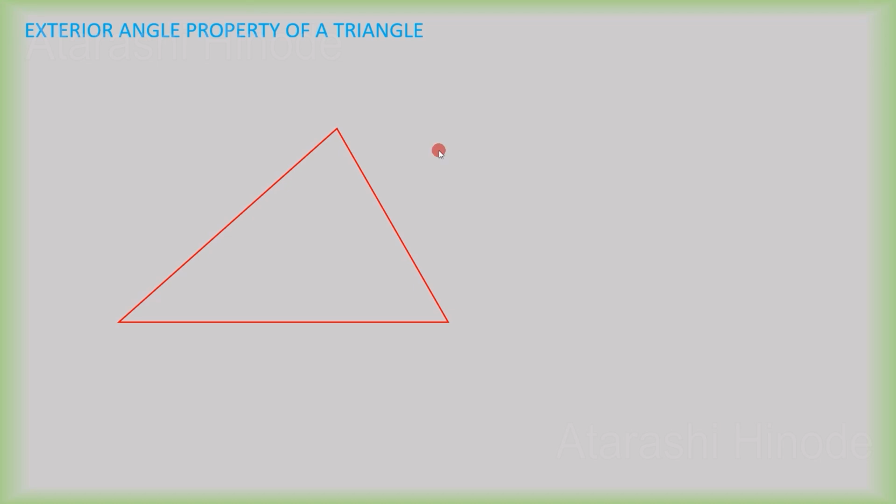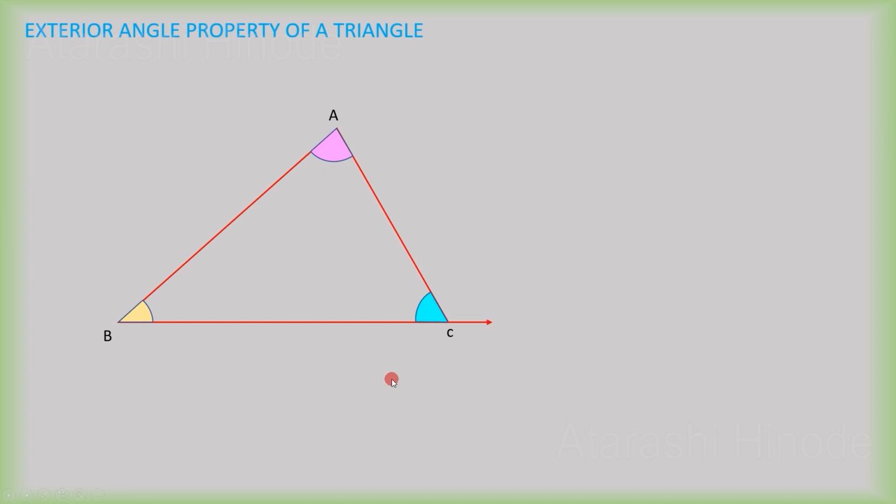Here you can see one triangle. Let me mark its vertices as A, B, C and the angles also. These are the interior angles because they lie in the interior of the triangle ABC.